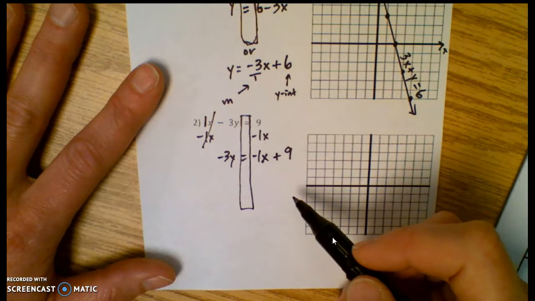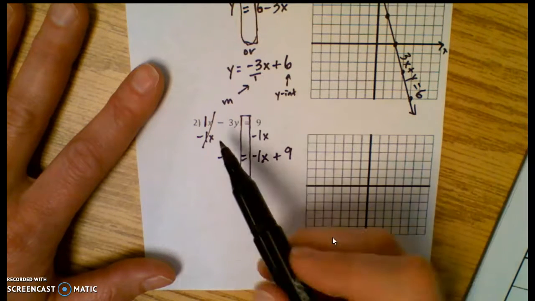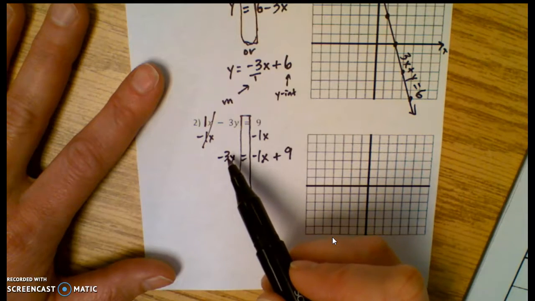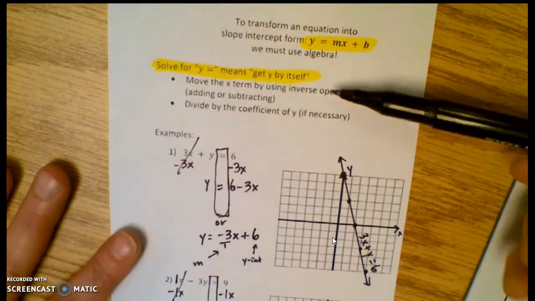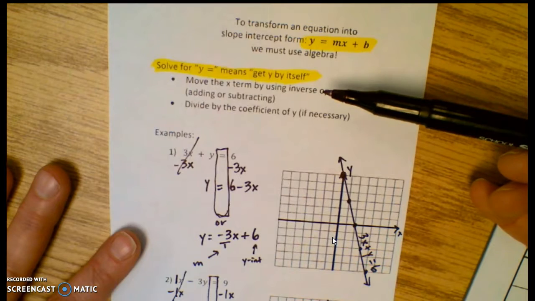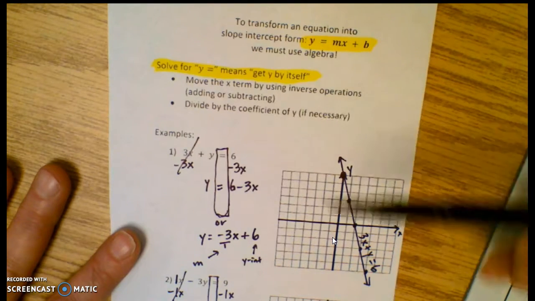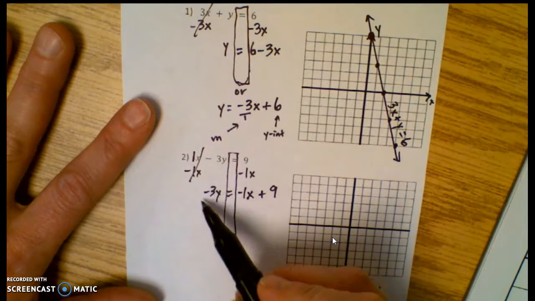This equation, remember, is going to involve two steps. We moved our term by adding or subtracting, but now we have to divide by our coefficient. Remember, in the directions up here, it says move the x term using opposites, and then divide by the coefficient of y. Coefficient, remember, is the number in front of y.